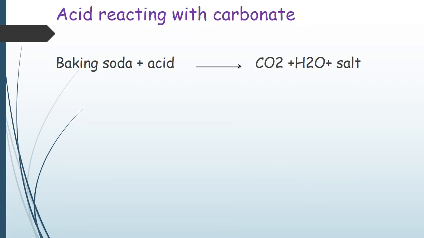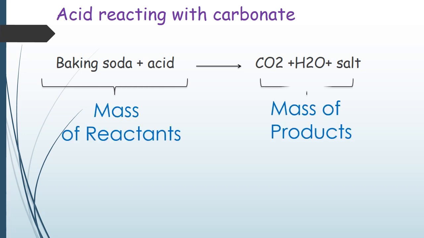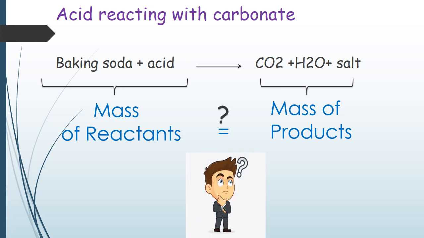So as we explained last time, acid reacting with carbonate, we have here baking soda plus acids such as vinegar. It gives us three products: carbon dioxide, water, and salt. As we know, baking soda and acid are the reactants, while carbon dioxide, water, and salt are the products. So, is the mass of reactants equal to the mass of products? We will see.